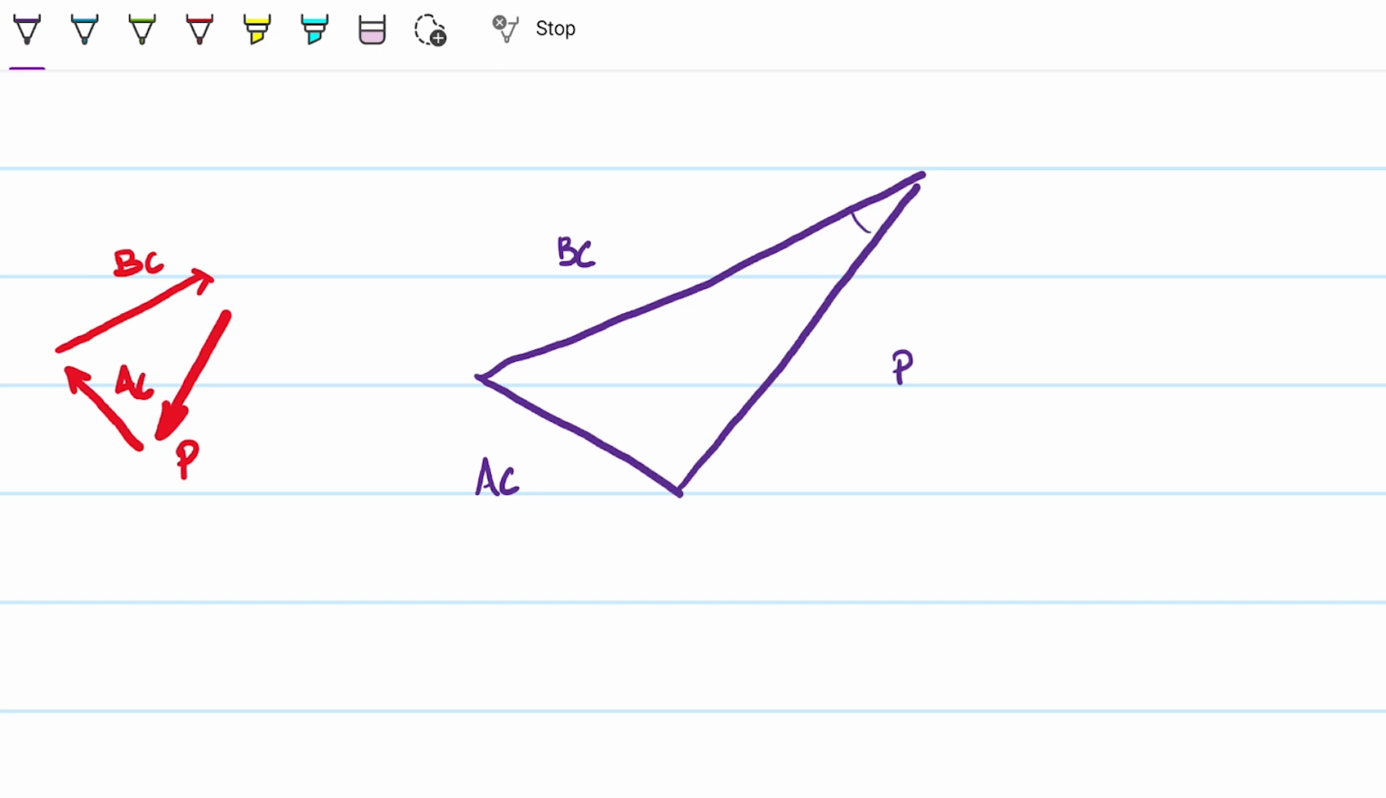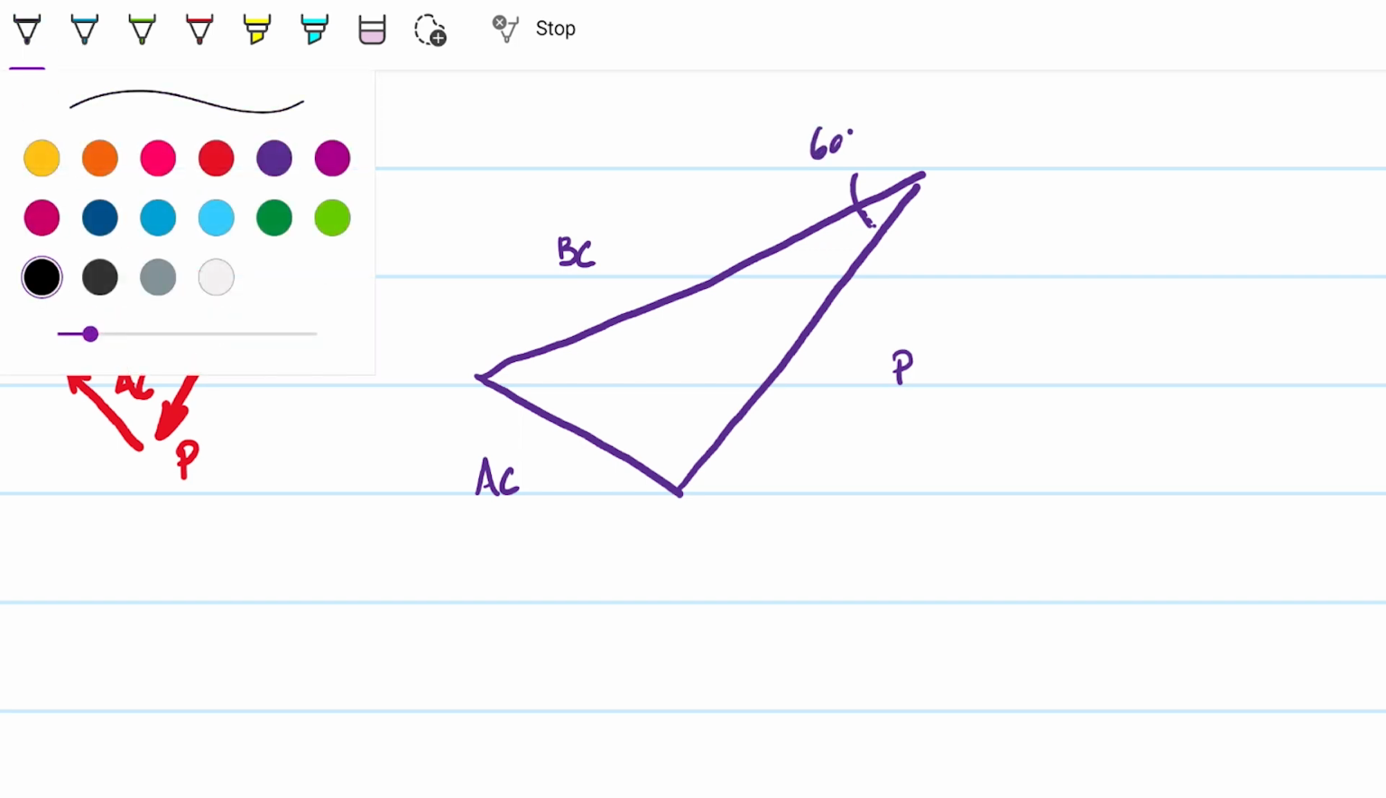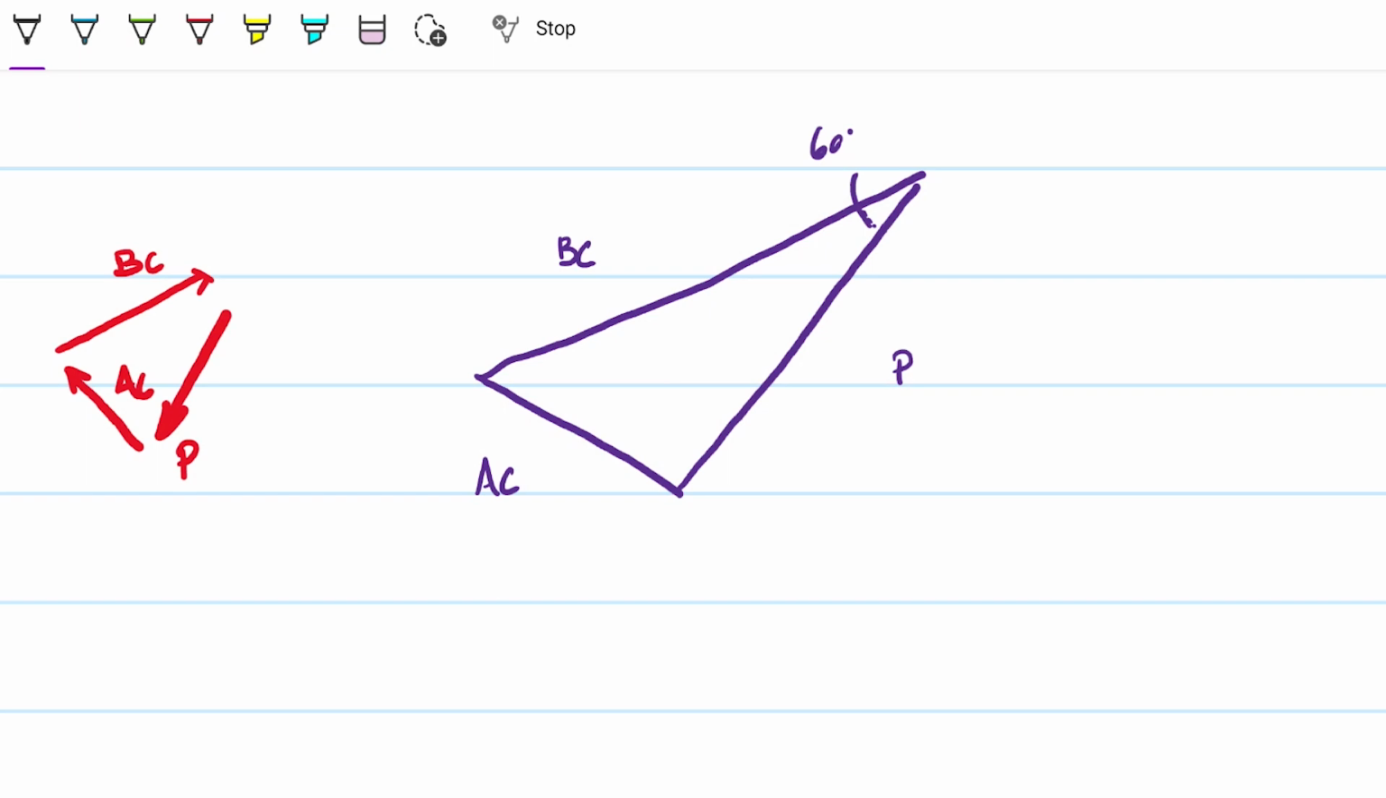What do we know about this guy? We know P makes a 60-degree angle with the horizontal, so we know that this angle here is 60. And we're going to change colors, or else it's going to be hard. We know that BC makes 25 degrees with the horizontal, so this is 25 degrees here. What else do we know? I can once again expand on my triangle. That'd be kind of a big expansion here. But I also have the AC one, and AC makes a 45-degree angle, right? So there's 45 here with the horizontal.